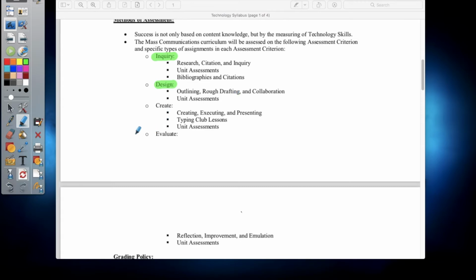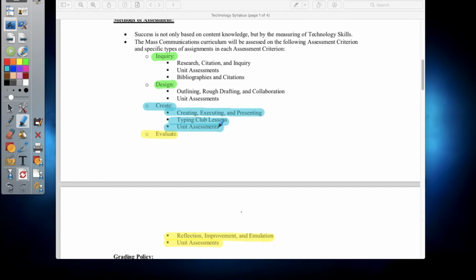For the evaluation phase, which is another one I'm looking at, this is used for things like your reflection on your work and on your projects. The one you will primarily be graded on the most, though, is create. Basically, this is things like your typing club lessons for the most part, since that's what we do pretty much every single day. This will also be used for your projects and for your unit assessments. So that's pretty much how you're going to get your grading.